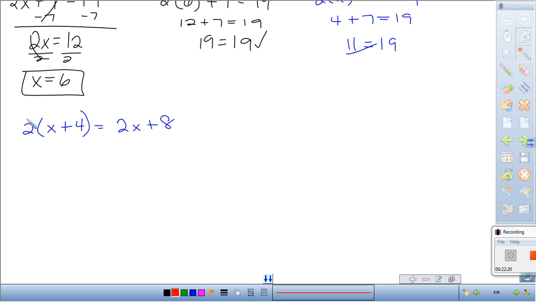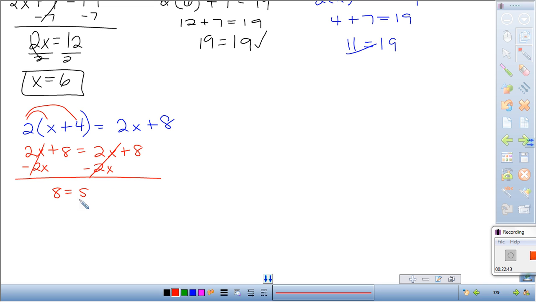So we'd have to distribute first. 2 times x is 2x. 2 times 4 is 8, so plus 8 equals 2x plus 8. Hopefully you see right here, well, yeah, the left side equals the right side. But let's go ahead and solve it and see what happens. So if I subtract 2x from both sides, 2x minus 2x cancels, 2x minus 2x cancels, all of our x's are gone, and we're left with simply 8 equals 8. Well, yeah, 8 equals 8.